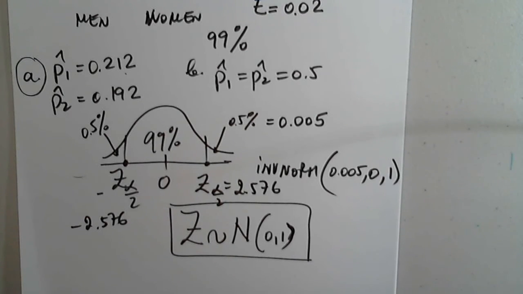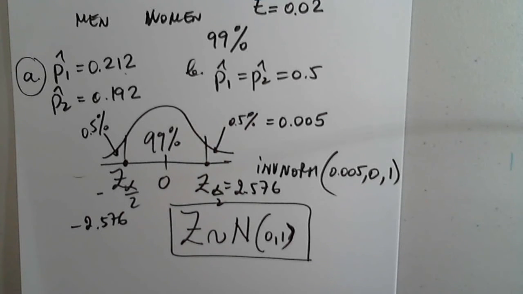So, parentheses, outside parentheses, 0.212, another parenthesis, 1 minus 0.212, close, plus the other one, 0.192 times, parentheses, 1 minus 0.192. Yes, I could find this difference, but I want you to see the formula. Don't forget another set of parentheses. So left parenthesis and right parenthesis.